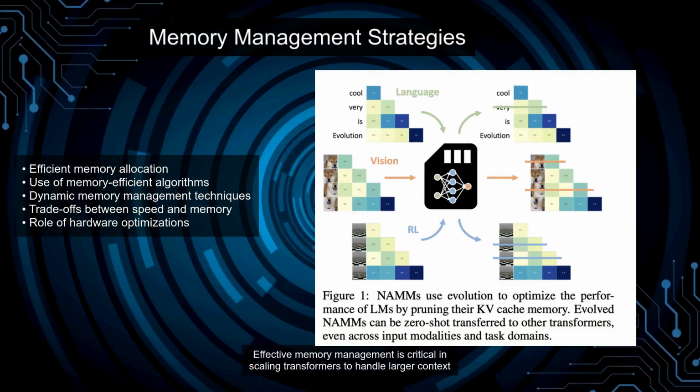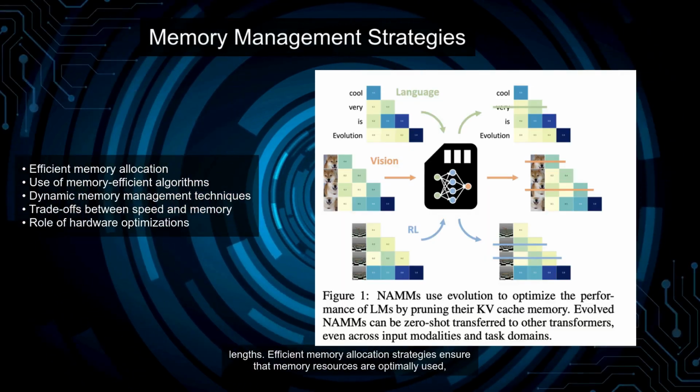Effective memory management is critical in scaling transformers to handle larger context lengths.